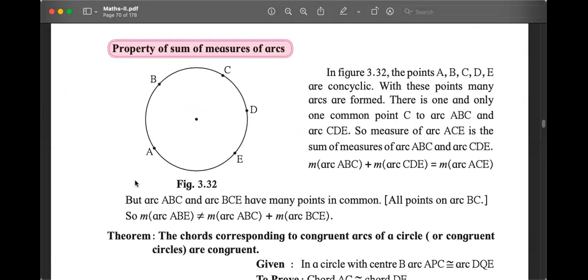Another property, which is the property of sum of measures of arcs. Another interesting thing, very, very easy thing. Now we have a circle. We have not shown its center. So let us first show the center clearly. Suppose the center is O. And then let us see some measures of the arcs.